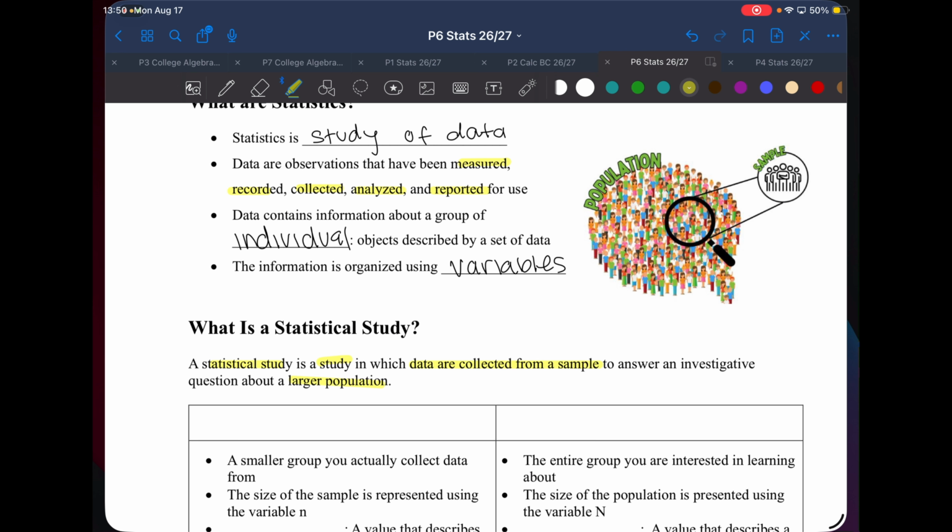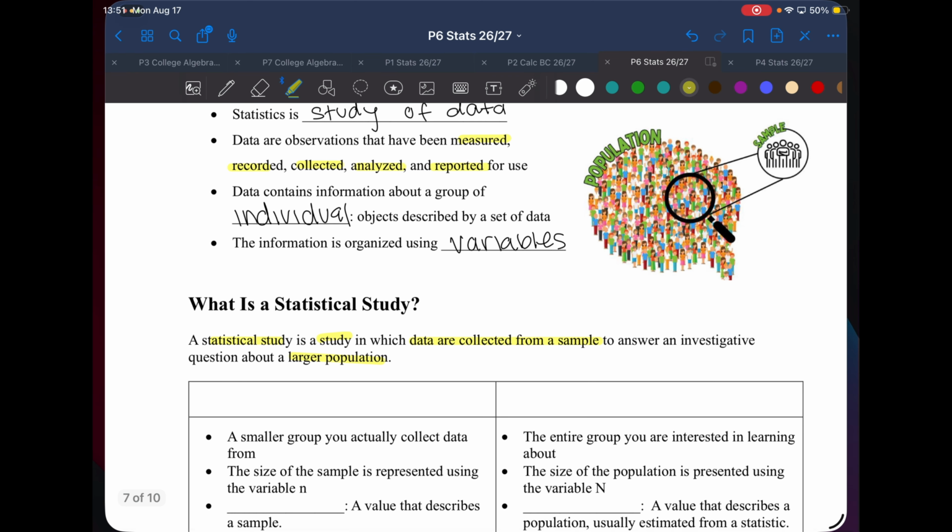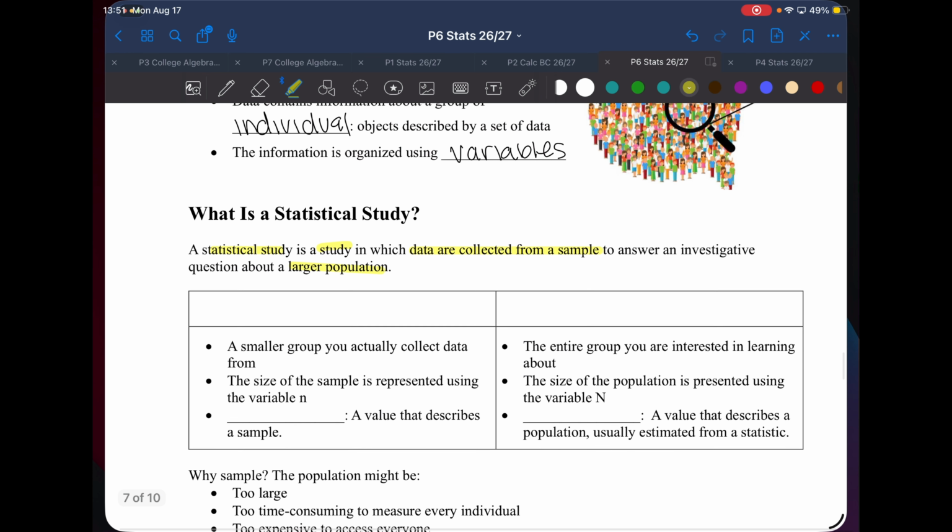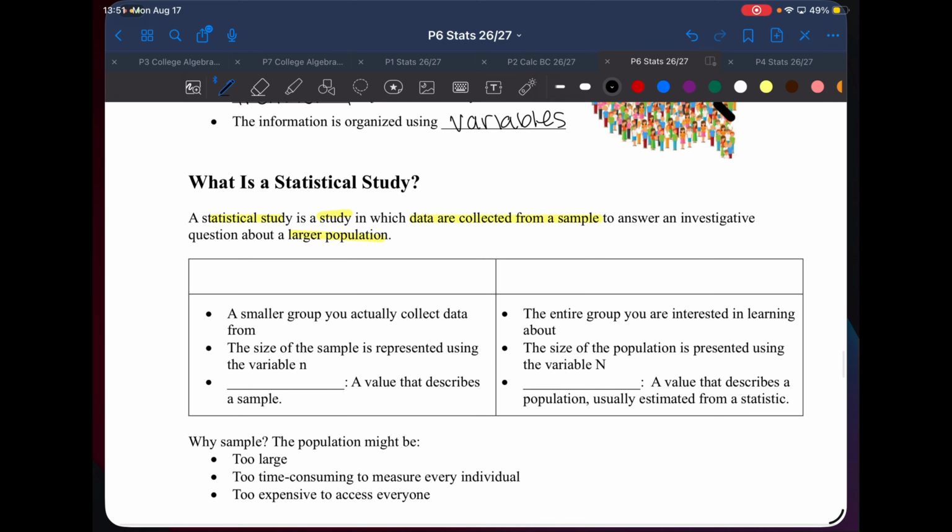For example, if I was to ask you to survey every individual in the United States, how long do you think that would take? Forever. That's a great answer. It would take forever. So a better way to do that is to get a sample of the population, which is the United States. So an example of a sample could be what? Instead of all the U.S., we just collect data from one state. Even smaller, instead of collecting it from the state, we could collect it from one city or town.